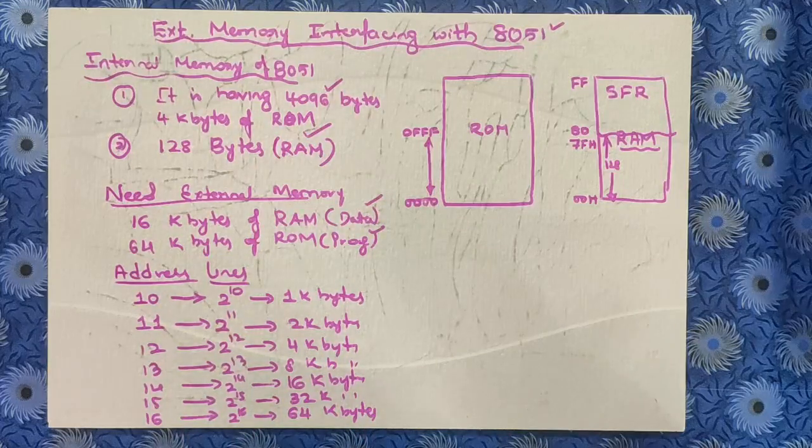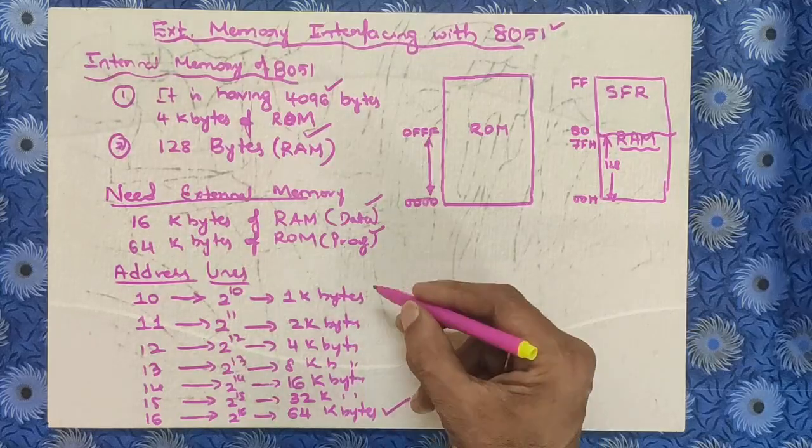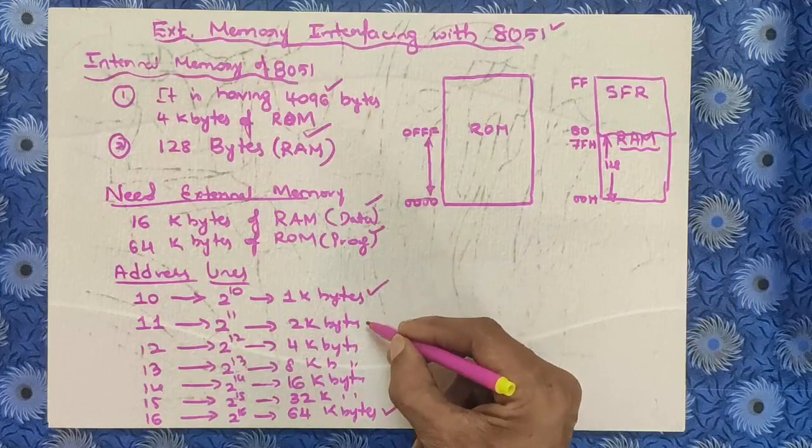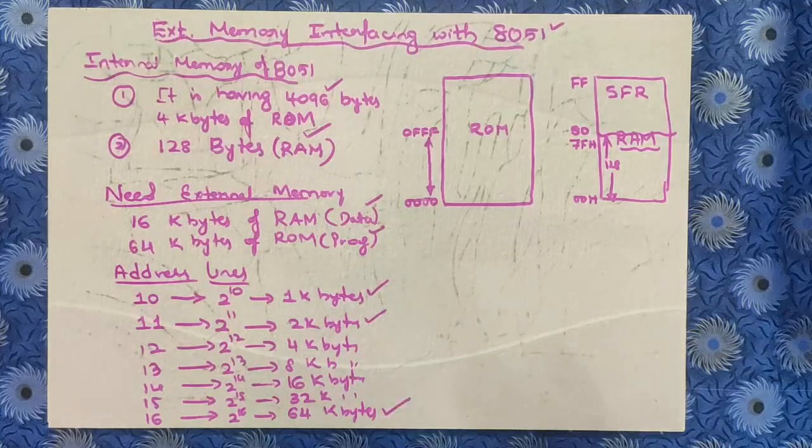That means with the present addressing scheme of 8051, you can interface a maximum of 64 kilobytes of memory. Lower than that is easily possible. If you want 1 kilobyte, possible; 2 kilobytes, possible, like this. Hence, this is a brief idea of external memory interfacing with 8051.